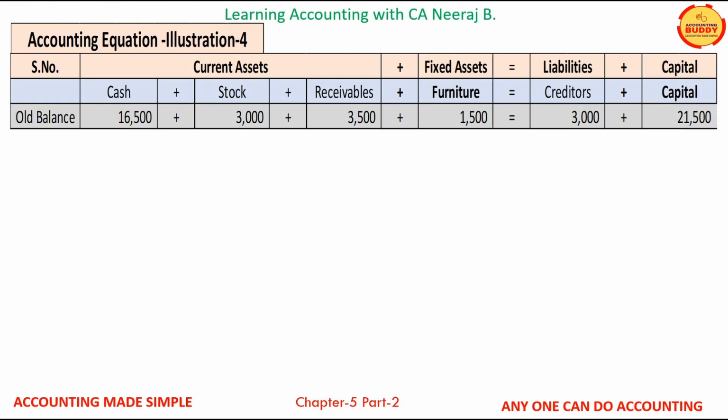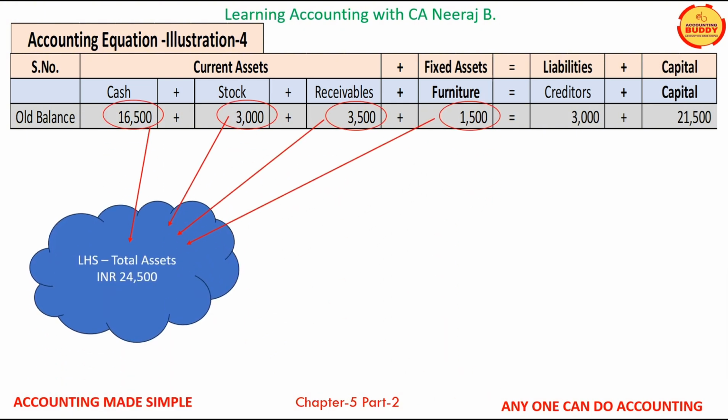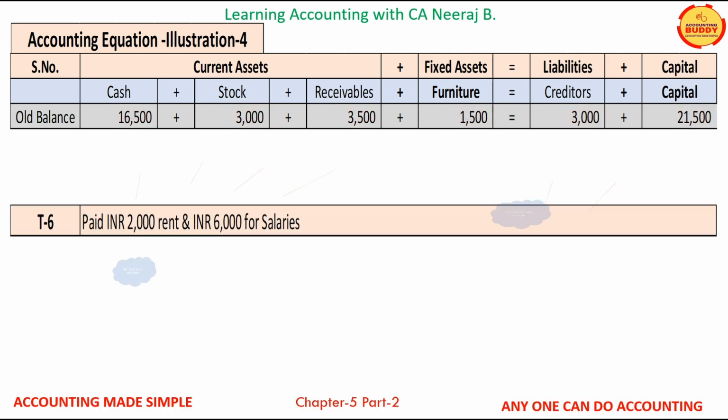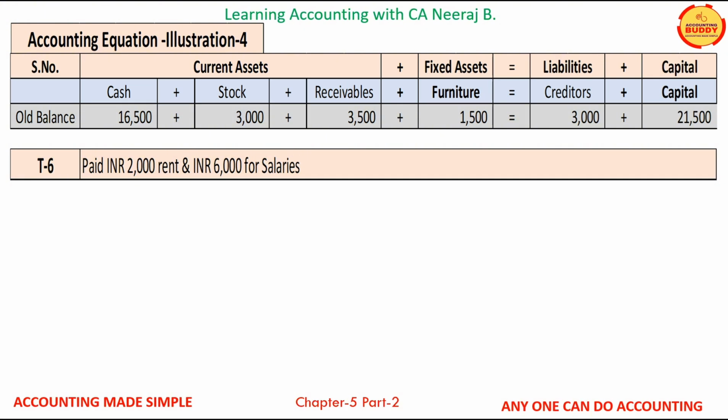Old balances of the accounting equation carried forward from the previous slide are displayed on your screens. Left hand side of the accounting equation represents the total assets of the business amounting to INR 24,500, while the right hand side of the equation has 3,000 of liabilities and 21,500 of capital totaling to INR 24,500. Transaction T6 is on your screens. Rent of 2,000 and salary of 6,000 are paid.